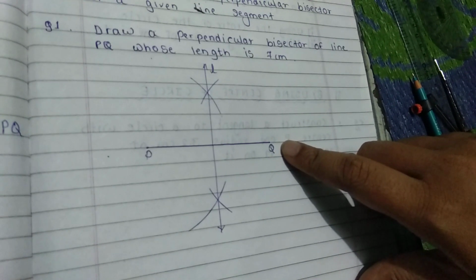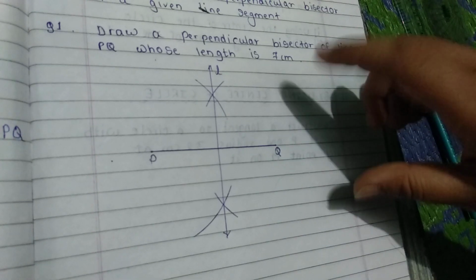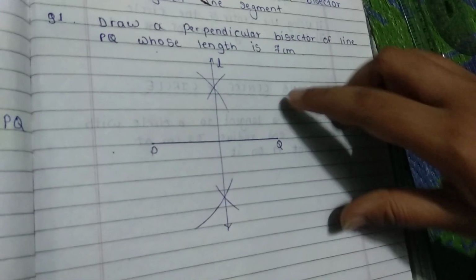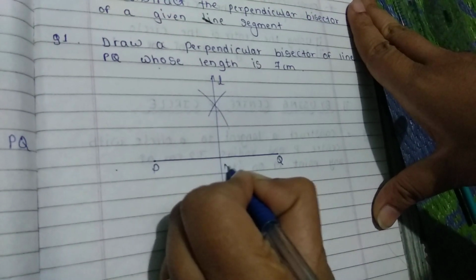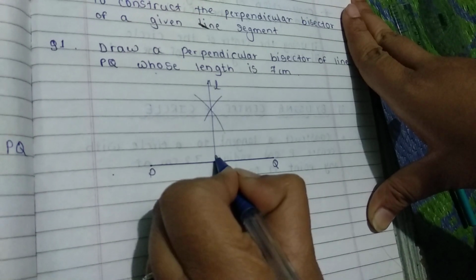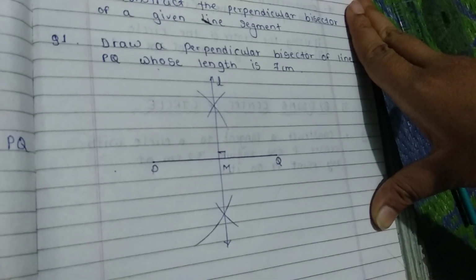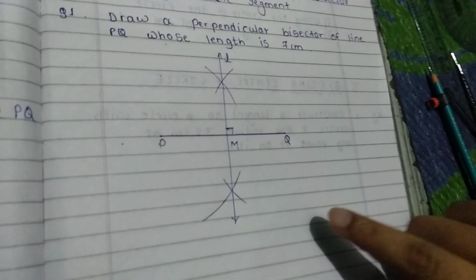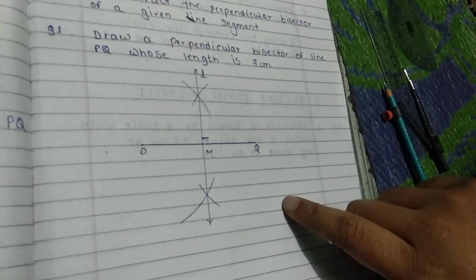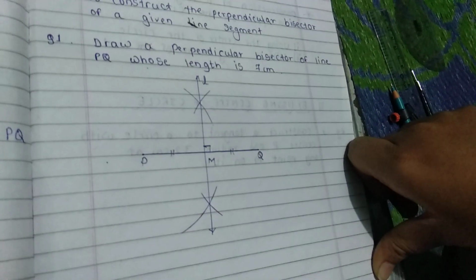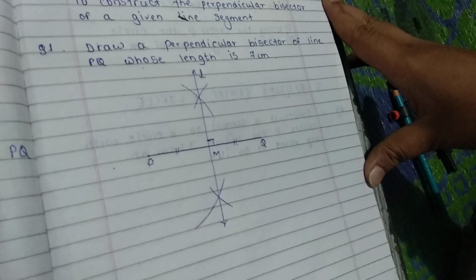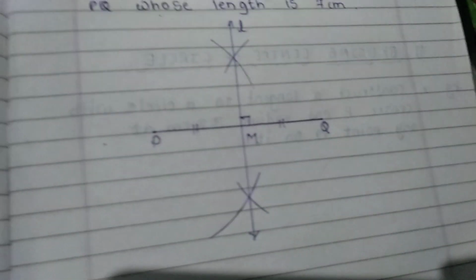Here the perpendicular is, as we know, the line that makes a 90-degree angle at the point of contact. So this perpendicular L is intersecting the segment PQ at one particular point. That point we are going to name M, and here it makes the 90-degree angle, which is denoted with the symbol of a 90-degree angle. Now we know that the perpendicular bisector always bisects. Bisect means it divides the line segment into two equal parts. Those two equal parts we show with this symbol. So here we are done with our construction, that is, how to draw the perpendicular bisector.